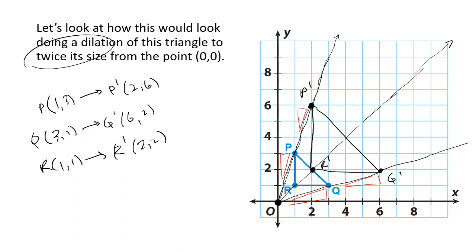Well, I can look at my PR, and I can see the length of PR is 2 units. If I look at the length of P prime R prime, I can see that's 4 units. And so I've done what I wanted to do. I've made this triangle twice as big. So I've gone from 2 to 4. I've gone from 2 down here to 4 here.